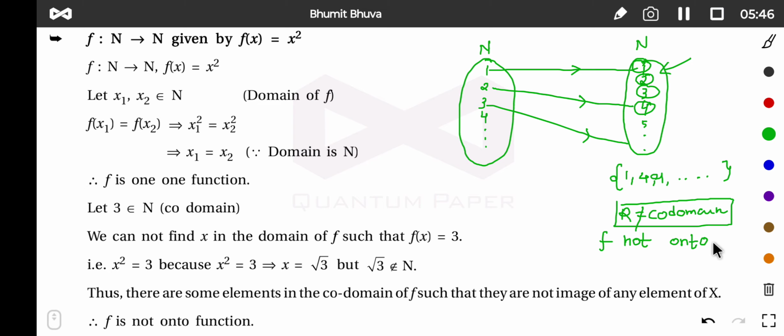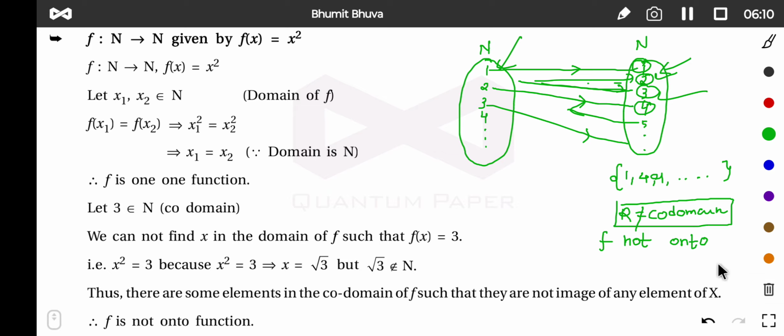Okay, so you can see here 2 is missing without mapping, 3 is not mapped. Means there is no number in the domain such that if you take the square, you will get 3 or you get 2. Understood? Means there is no inverse image of 3 and 2. 5 is also not mapped like that.